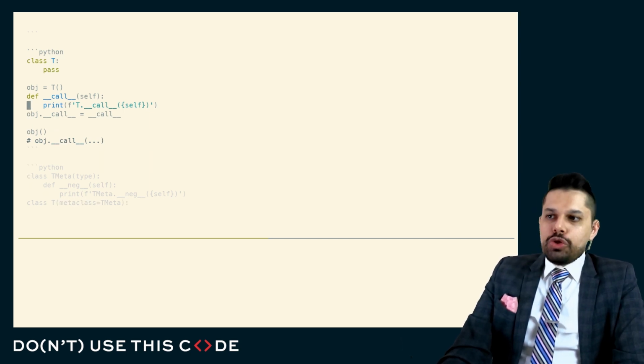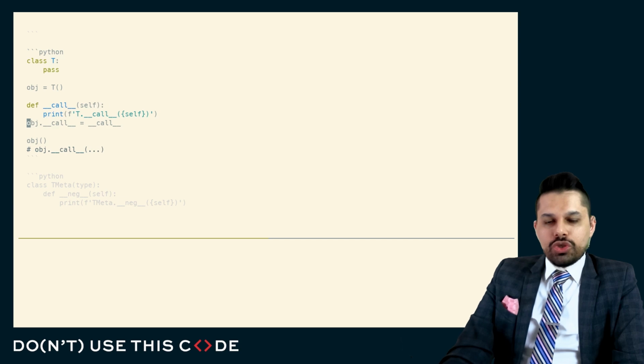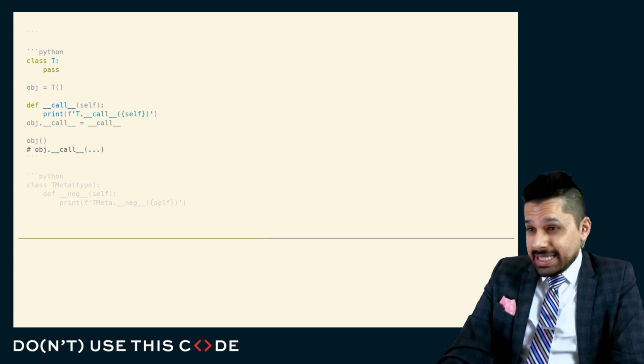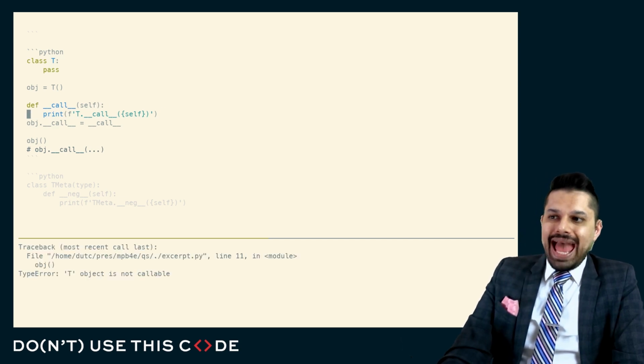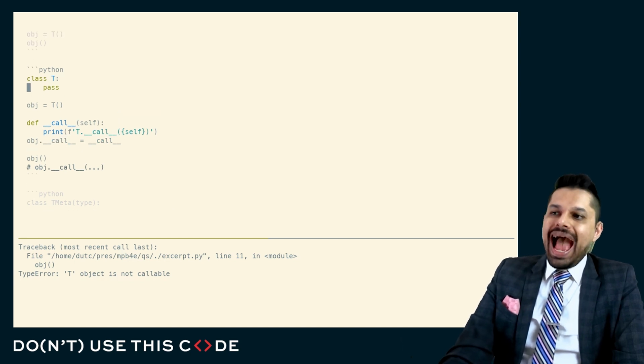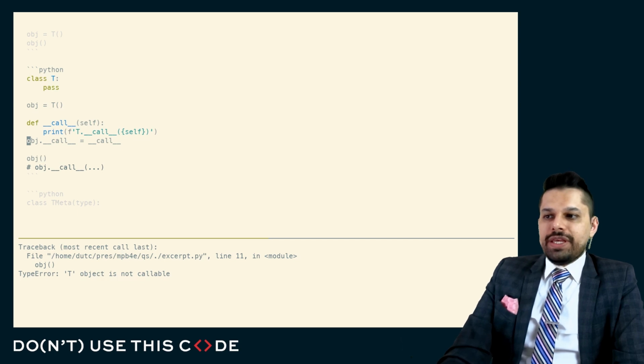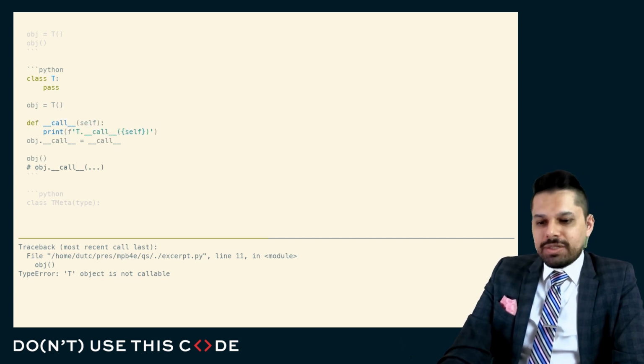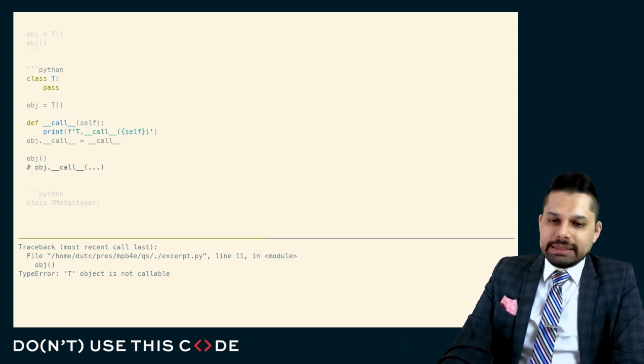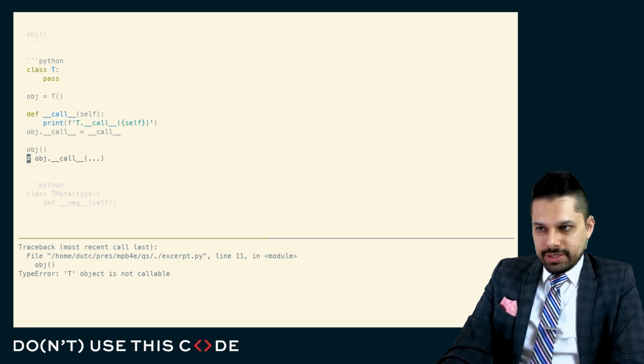What that means is you cannot add underscore methods to an instance after the fact. Here, I've tried to add a call method just to the instance, not to the class, after the instance was created, and it doesn't work. These special underscore methods must be present on the class itself, not on the instance.